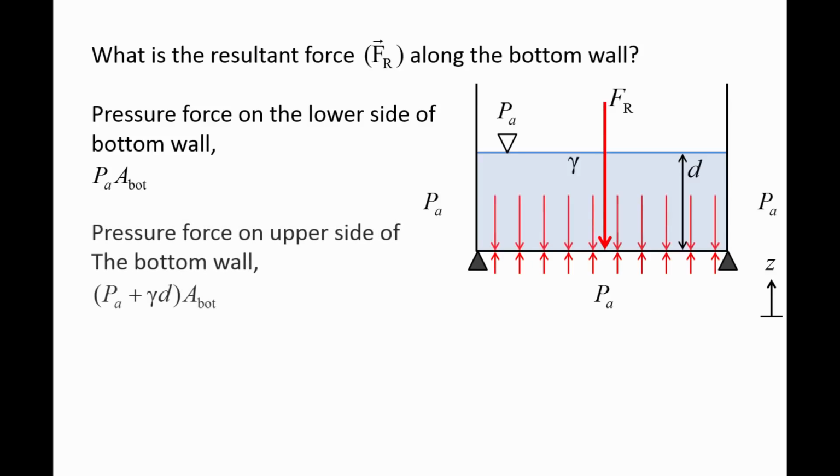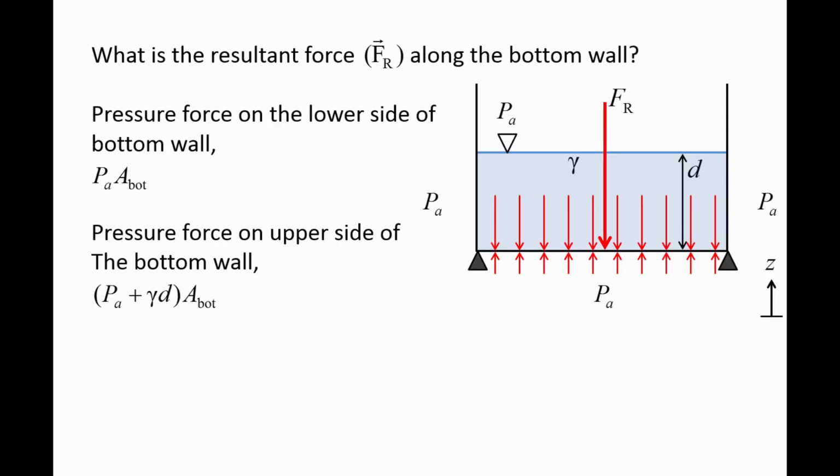Inside the tank, the pressure force increases as one descends through the water, reaching a maximum at the bottom of the tank. The absolute pressure at depth d is the atmospheric pressure plus the specific weight of the water times the depth. This creates a downward force on the wall equal to Pa plus gamma d times the area of the bottom wall.